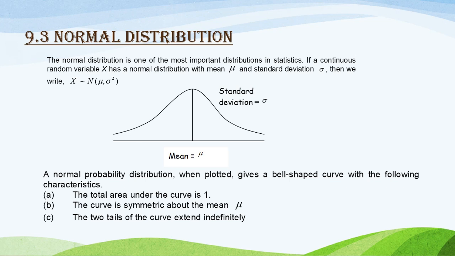Okay, and the normal probability distribution when plotted gives a bell-shaped curve with the following characteristics. The total area under the curve is 1, the curve is symmetric about the mean, and the two tails of the curve extend indefinitely.